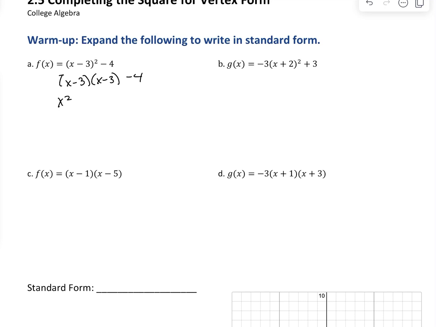So I'm just going to distribute the x to both of them, so I'll have an x squared minus 3x, and then I'm going to distribute the negative 3, so negative 3x plus 9. I still have this minus 4. I'm going to combine like terms, so I'll have a negative 6x and a plus 5. So this is my new function, f of x equals x squared minus 6x plus 5.